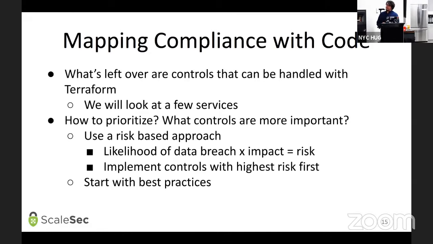And then the question that I always get is, okay, so you got all these services, you got all these controls. How do you actually prioritize what to do? What controls are important in my security environment? What do I need to secure first? So you can use a risk-based approach. So you could do the basic math. What is the likelihood of a data breach? And then what would the impact of that data breach be? You multiply those together, and that's your risk, essentially. So if you implement the controls with your highest risk first, maybe something has a high likelihood and has a high impact, that's going to be a very high risk.